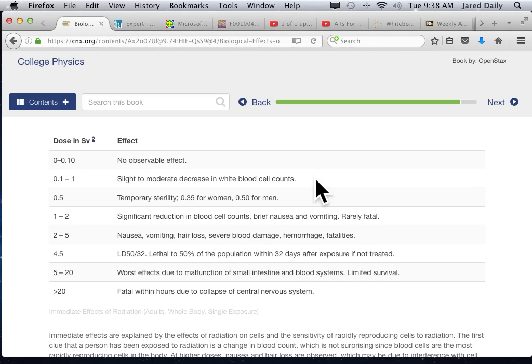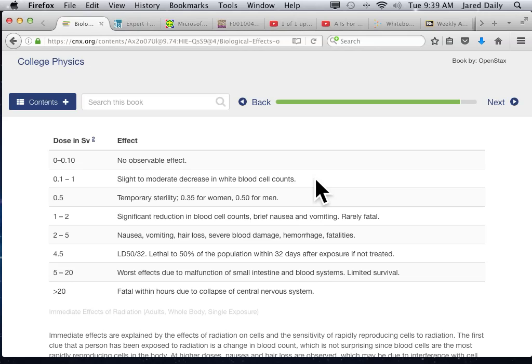And then you have a significant reduction in blood cell counts, nausea and vomiting, but it's not really fatal at a dose of 1 to 2 sieverts. 2 to 5, it starts to become extremely dangerous at that point. You're getting sick, you're losing your hair because, again, that's another fast-growing cell, and your blood is damaged to the point that it can't recover. Your liver is getting damaged because the liver is a fast replacement cell thing. You're hemorrhaging on the inside of your body, so you're starting to swell as you're bleeding out on the inside, and you're getting really, really sick, and you're very likely to die.